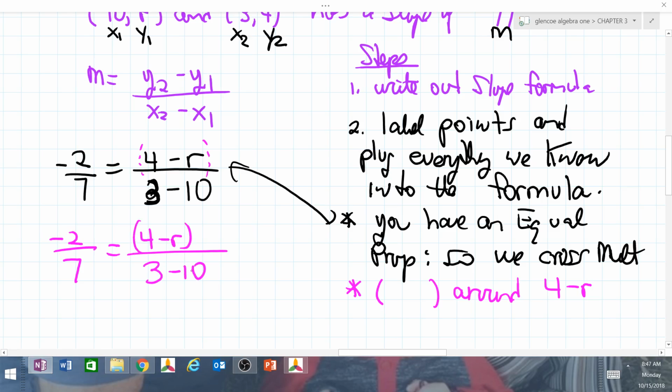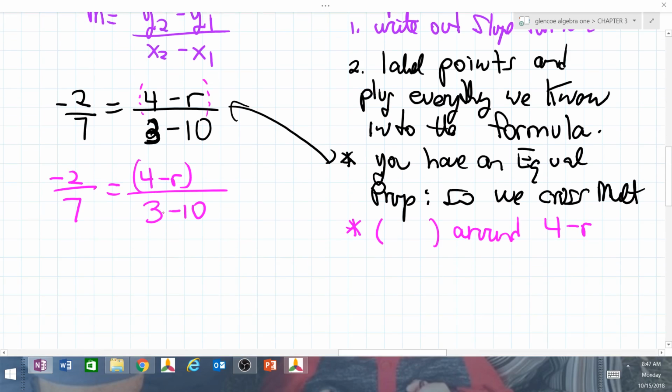Miss Urso, why did you do that? Well, I put parentheses there because that helps me remember when I go to use my distributive property that I distribute that 7 not only to the 4 but also to the minus r. And we know that 3 minus 10 is a negative 7, correct?